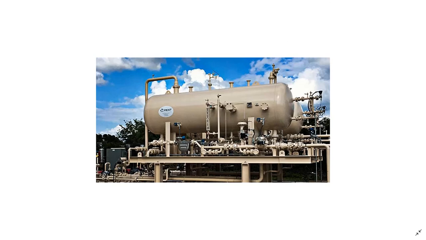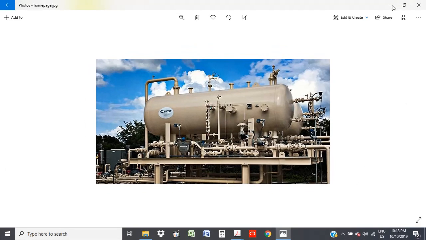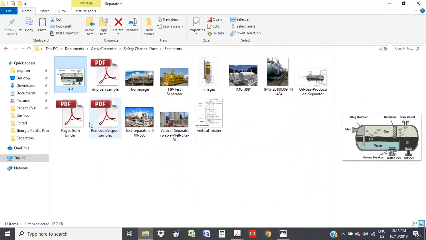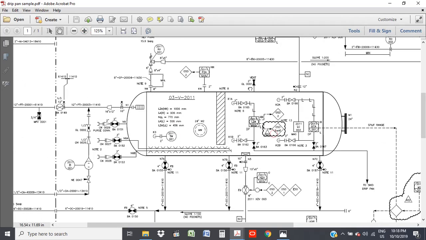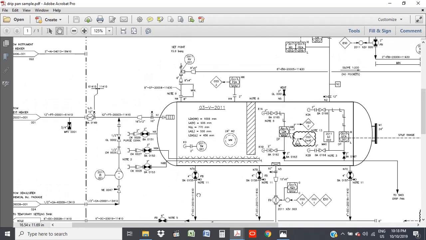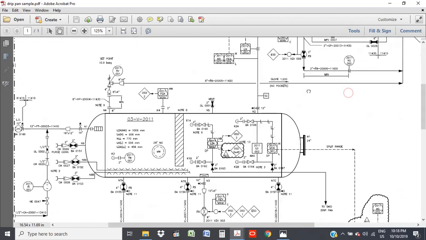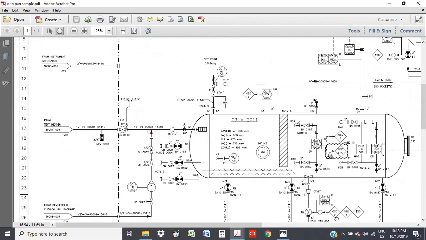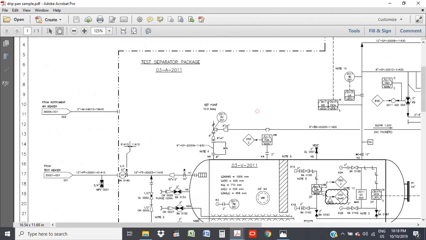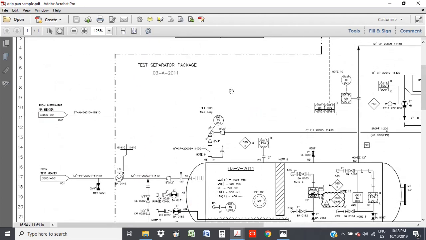So starting off, I'm just going to show you what it looks like on a P&ID, which is where the design actually starts. So we're going to be looking at a P&ID, an in-depth view. So this is a drawing, a P&ID drawing. P&ID is a piping and instrumentation diagram. This is a P&ID drawing of a pressure vessel. And this is a test separator package.